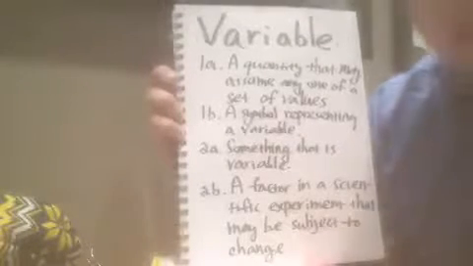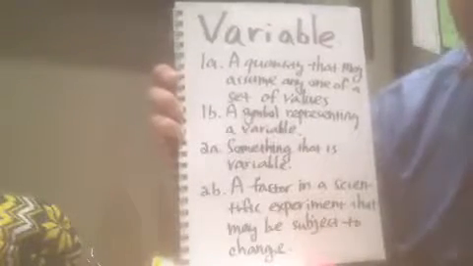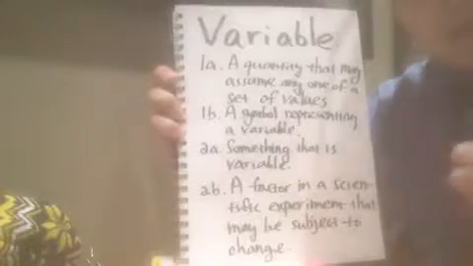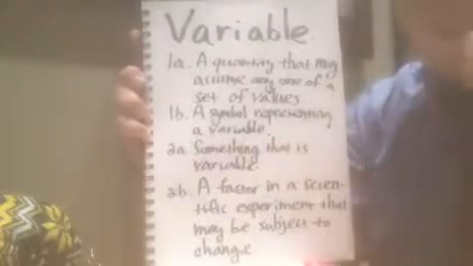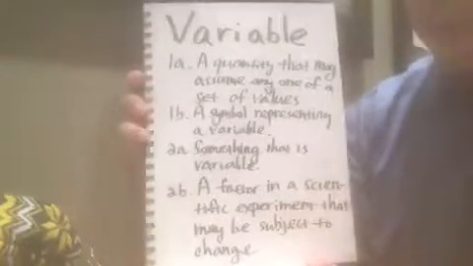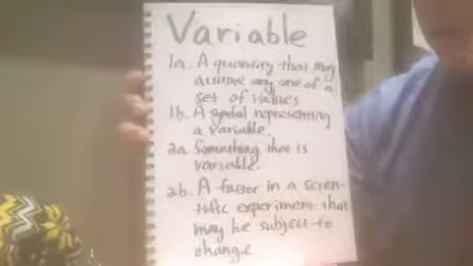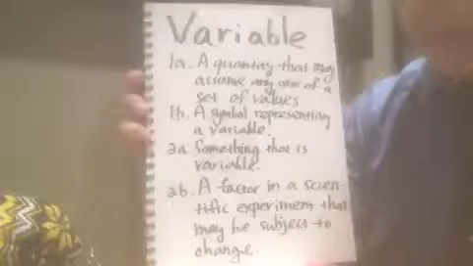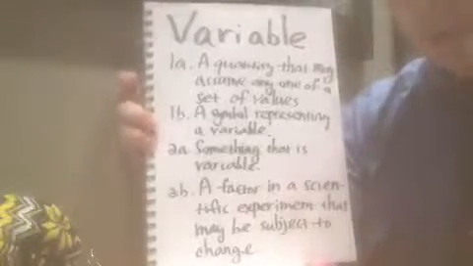Within the definition, I think 1a describes it best. The way I understand it, a variable in a situation is a changing number. Now, if that's not clear, moving on to the constant and looking at the definition may help a little, so bear with me.